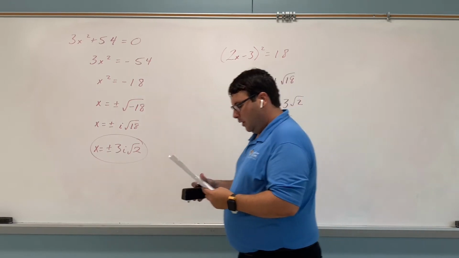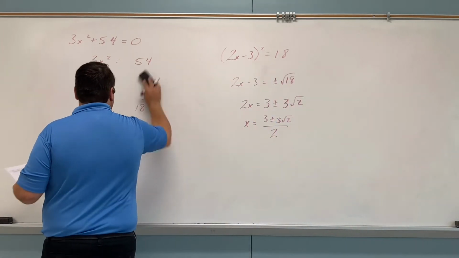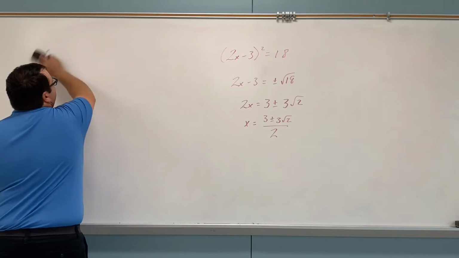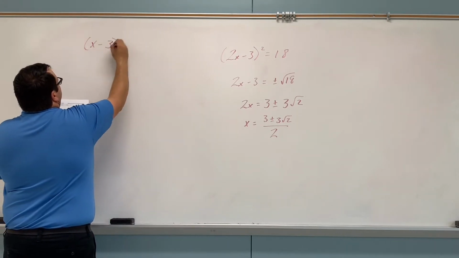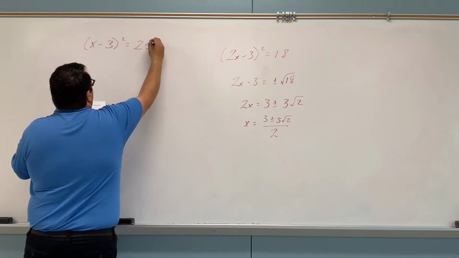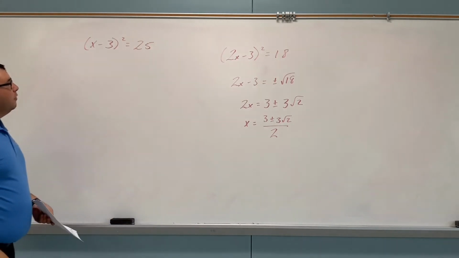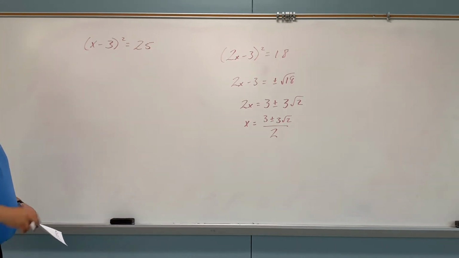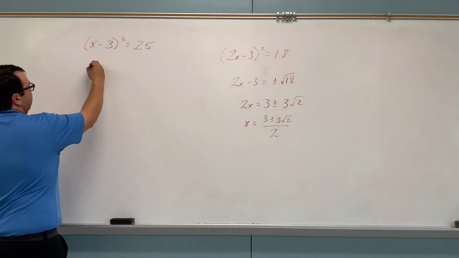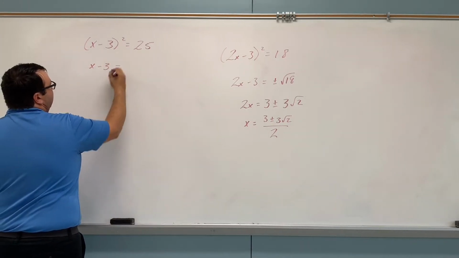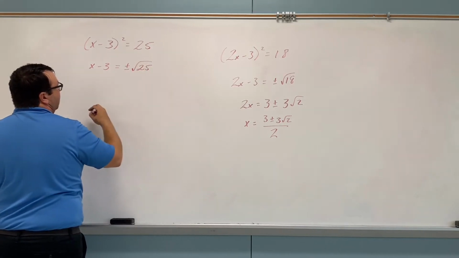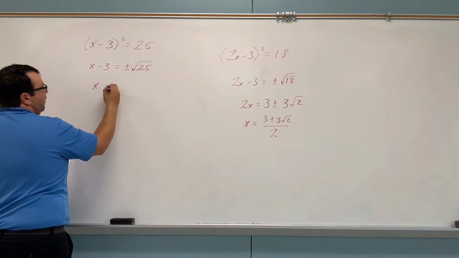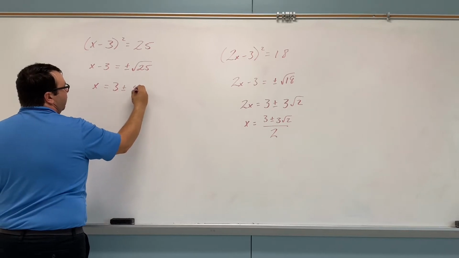Here we go. Number 5. So I have x minus 3 as a quantity squared is equal to 25. We're going to do the same thing, square root property. So take the square root on both sides. This side goes to x minus 3 is equal to plus or minus the square root of 25. This is x is equal to 3 plus or minus 5.